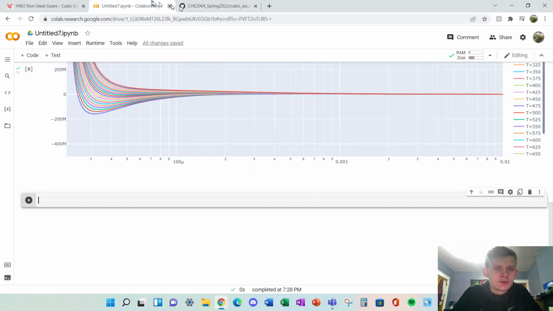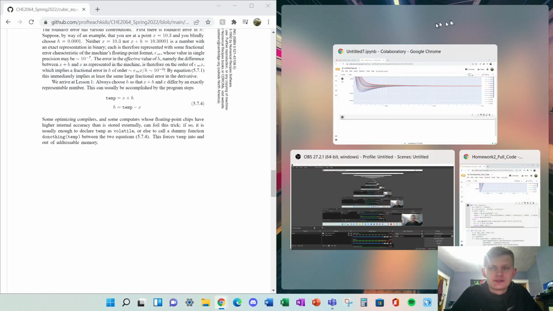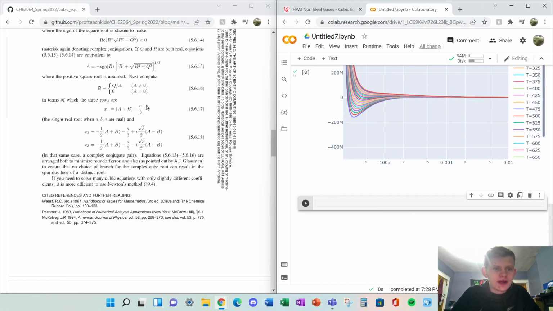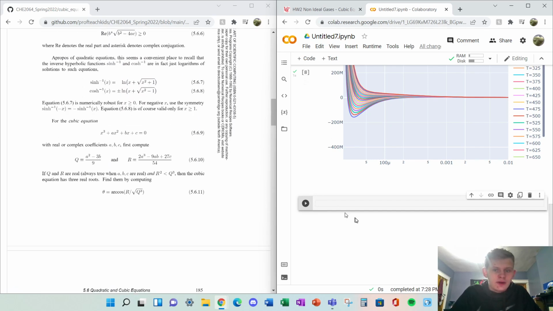So from here, we will then split our screen to have our code up on one side and our information sheet on the other. So what we want to do is define a function called cubic roots. We're just going to set it as R. And then we're going to have three variables we want to call later on.